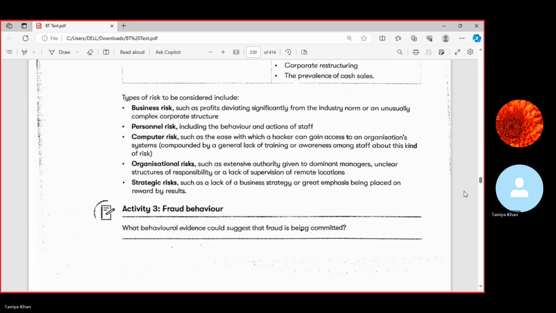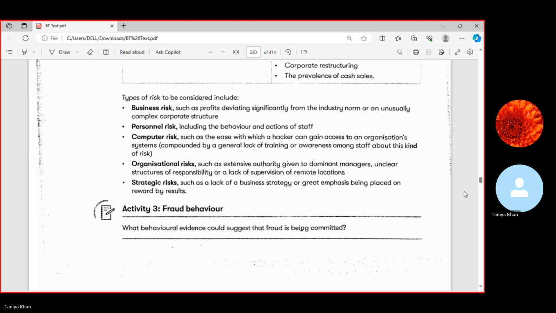Now, types of risk to be considered include business, personal, computer, organizational, and strategic risk. So what is business risk? Like profit deviating significantly from the industry norm. We will take the example of the IT sector. Sometimes we see the IT sector is blooming, sometimes the IT sector is in the dark. So there are 2 or 3 companies in the IT sector, and each company is incurring loss, but one among those companies is gaining a huge amount of profit. So what does it denote? It denotes that something is wrong, the profits are deviating from the industry norm.